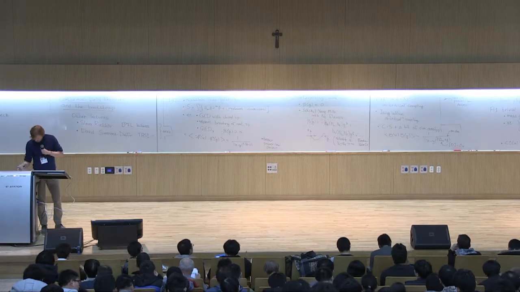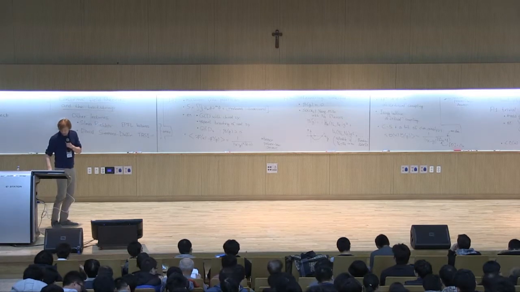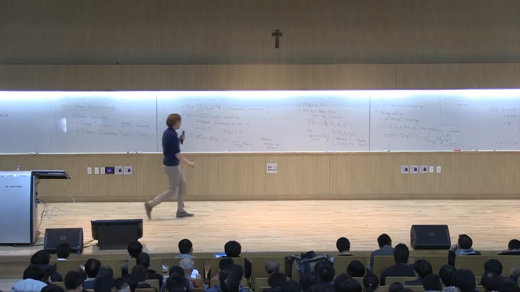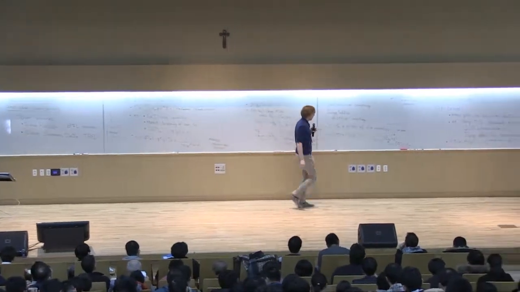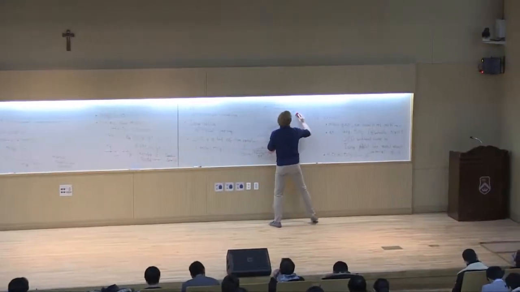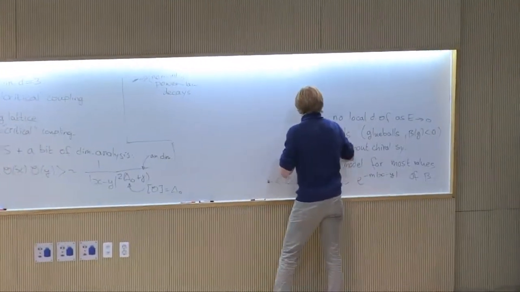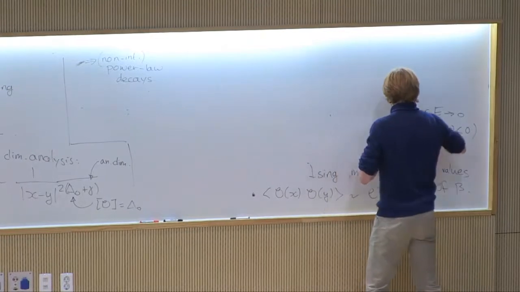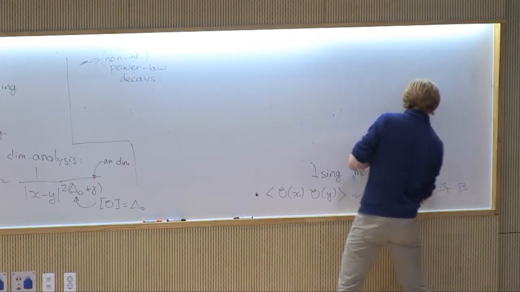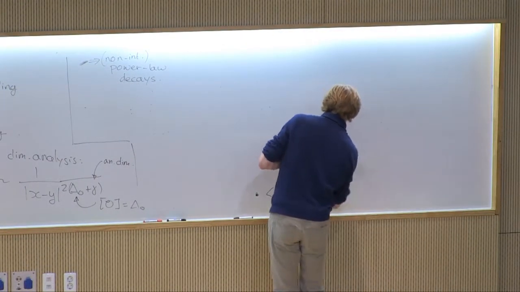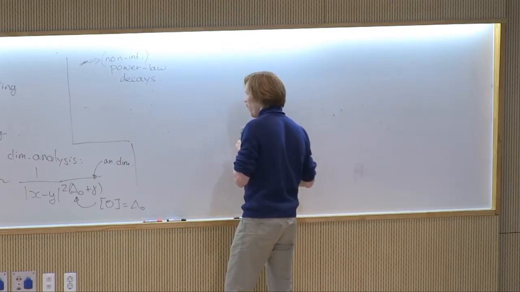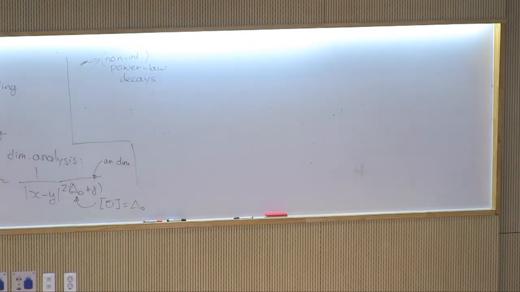Let's see. Oh, yes, I want to say one more thing about these things. So the question is, of course, why are we interested in these kind of correlation functions? And let me say one thing about, for example, the critical point of Ising, or maybe the critical point even of boiling water at very high temperatures and very high pressures. There's also a second order phase transition there.